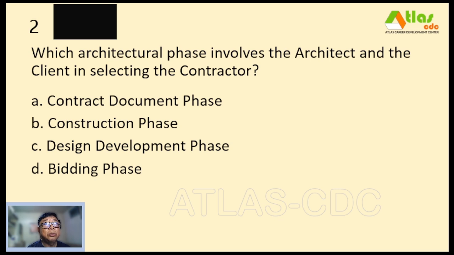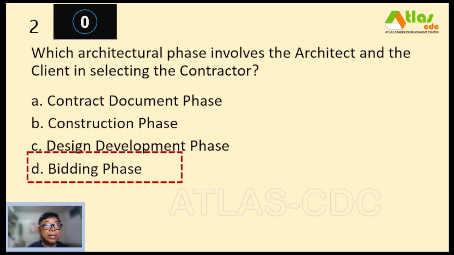Number 2. Which architectural phase involves the architect and the client in selecting the contractor? A. Contract document phase. B. Construction phase. C. Design development phase. And D. Bidding phase. And our correct answer is letter D, bidding phase.